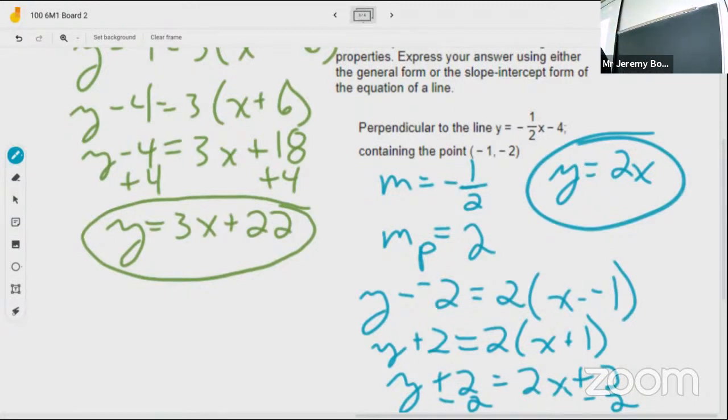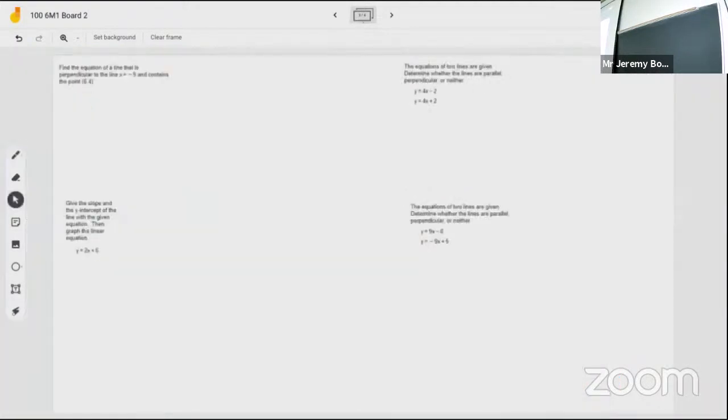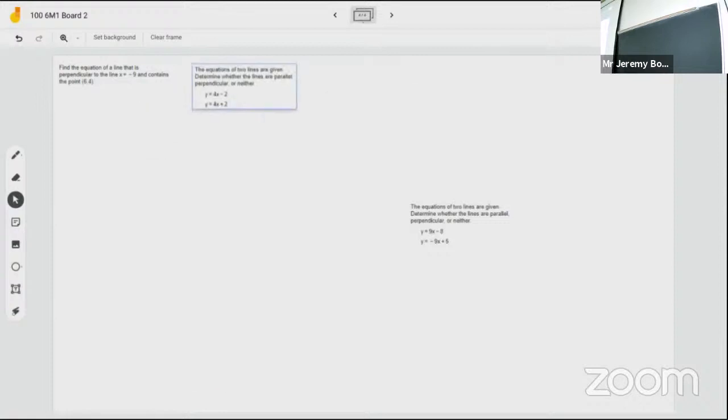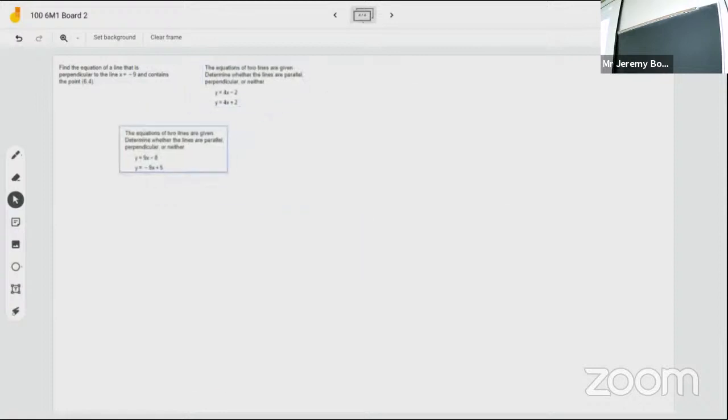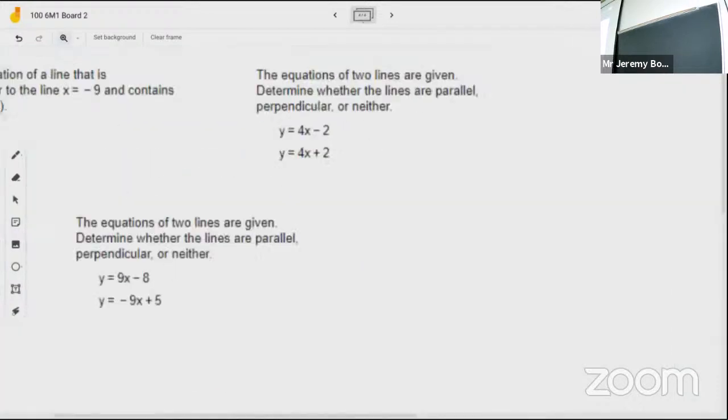We got a few more. Let's see. Yeah, what's this one? The slope. Yeah. I don't think we need to do that one. Let's do these three.